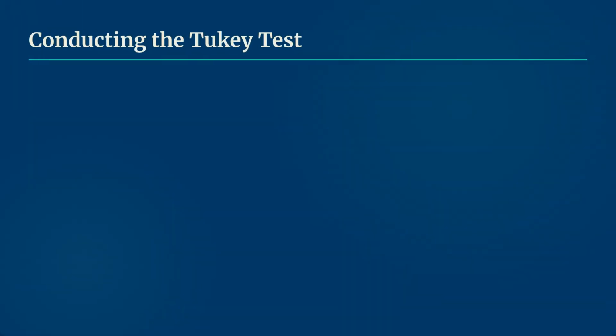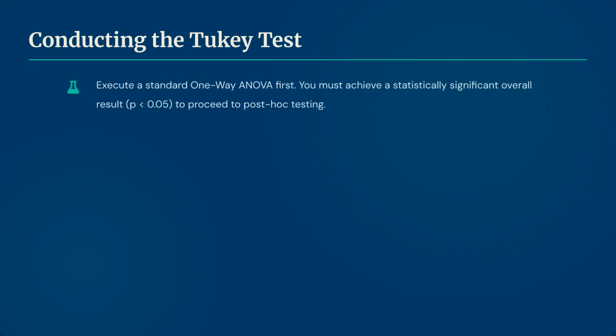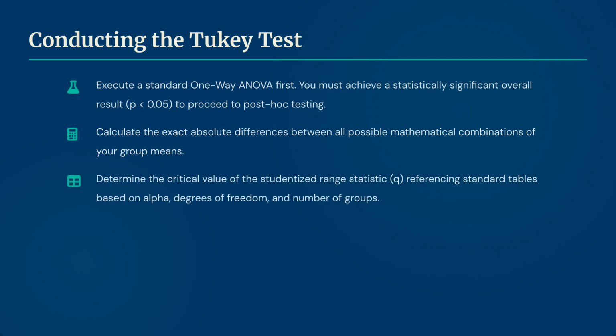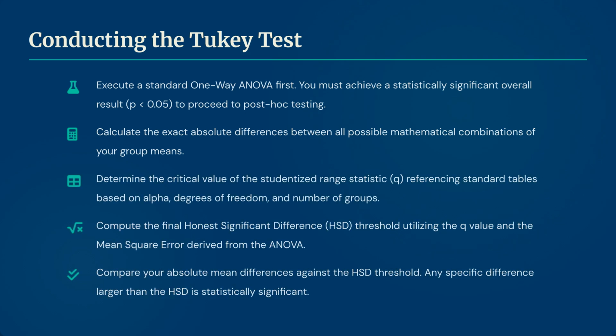Conducting the Tukey test starts with a significant one-way ANOVA. Next, calculate the absolute mean differences. Then, determine the critical value Q from standard tables. Use Q and the mean square error to compute the HSD threshold. Finally, compare your mean differences against the HSD threshold to find significant differences.